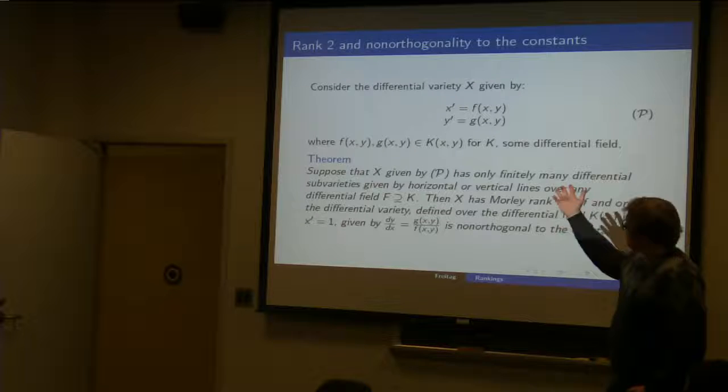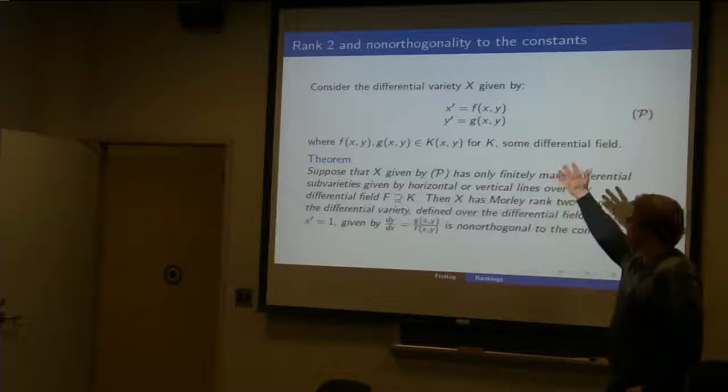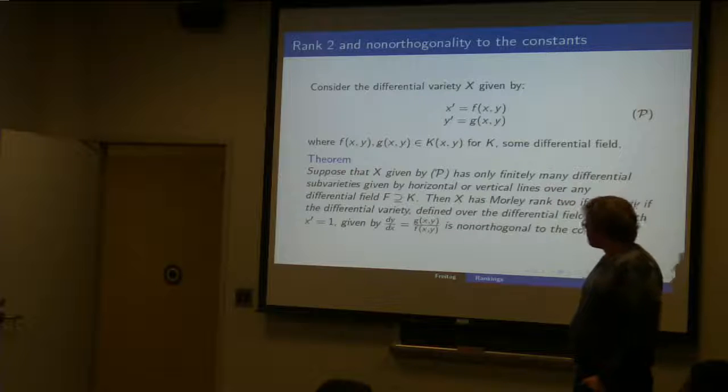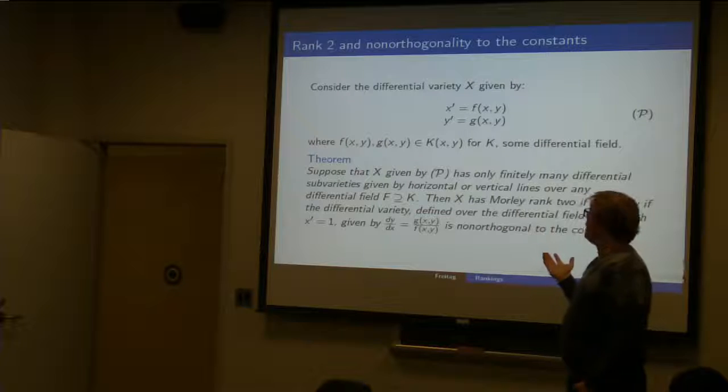But you consider a polynomial vector field like this. Actually, f and g could be rational. Could be a rational vector field over k for some differential field, and I'm considering the differential variety given by these.